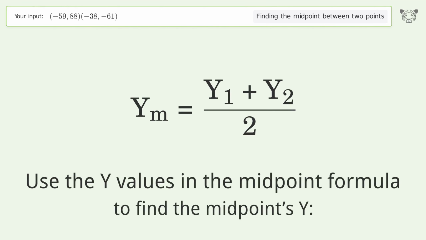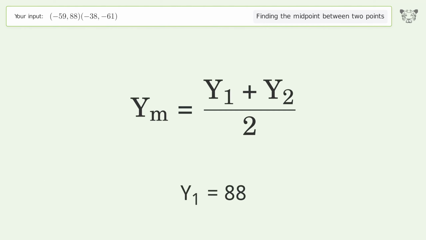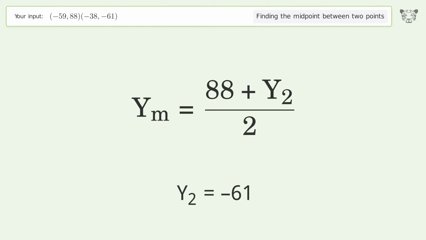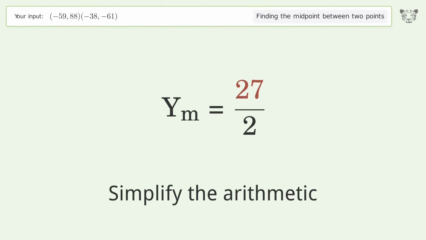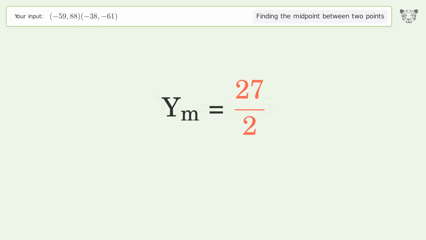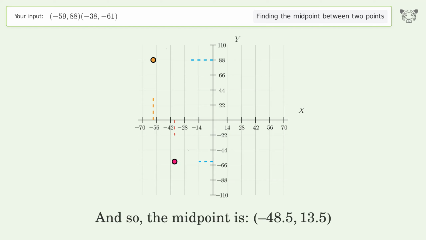Use the y values in the midpoint formula to find the midpoint's y. y1 equals 88. y2 equals negative 61. Simplify the arithmetic. And so, the midpoint is negative 48.5, 13.5.